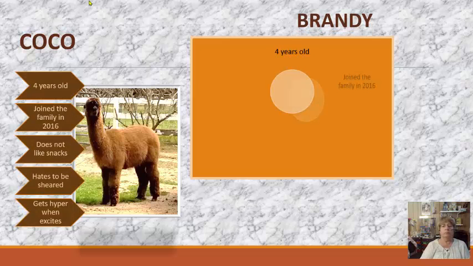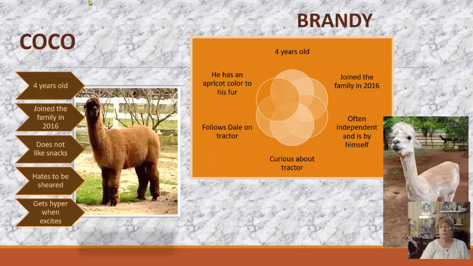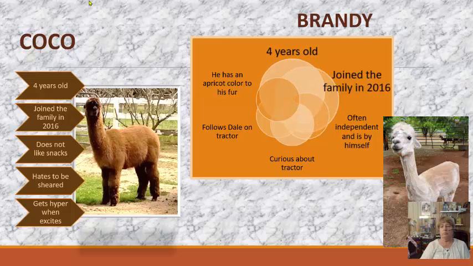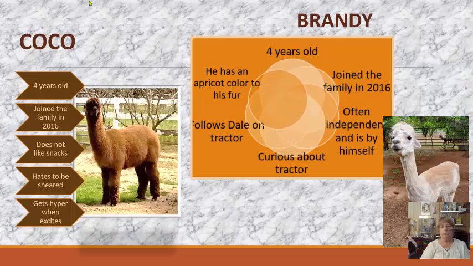Then we've got Brandy. Brandy is another beautiful one. Brandy's fur is, you can see on his back, it's almost an apricot color when you look at his fur. And he is very, very nice looking. He's very independent. He doesn't stick around the crowds. And as you can see, Coco on the left had not been sheared. Brandy had been sheared. I always say they look like baby deer when they're sheared.